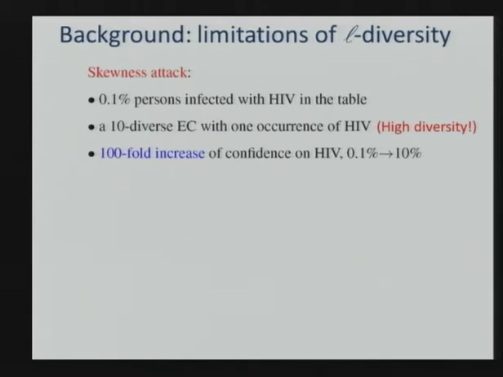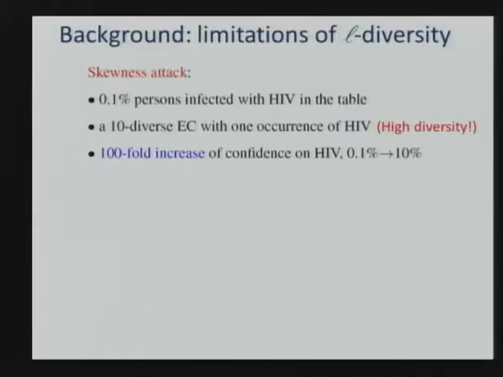In the research community, L-diversity is supposed to be big. So by the L-diversity metric, it is supposed that the privacy guarantee is high. However, we know that if an equivalence class contains 10 different sensitive values, each occurs only once, then we still know that any particular person in this equivalence class is infected with HIV with a probability of 10%.